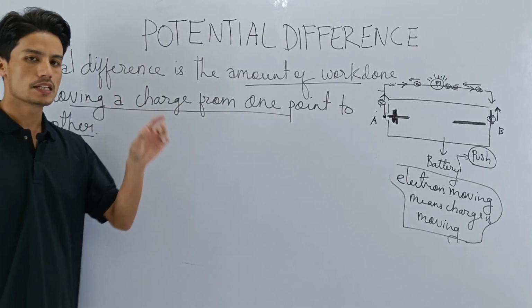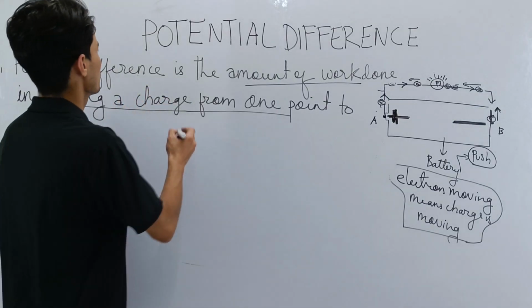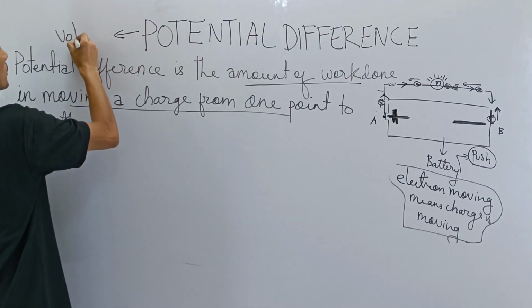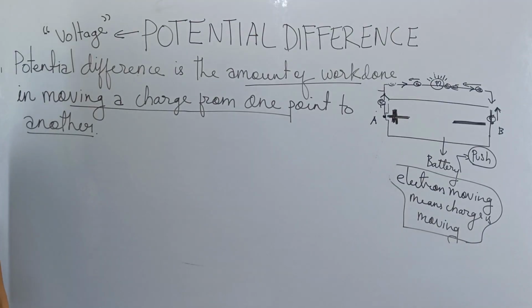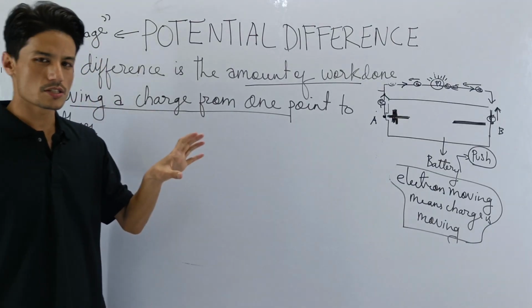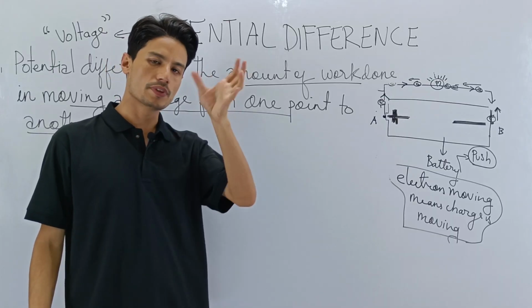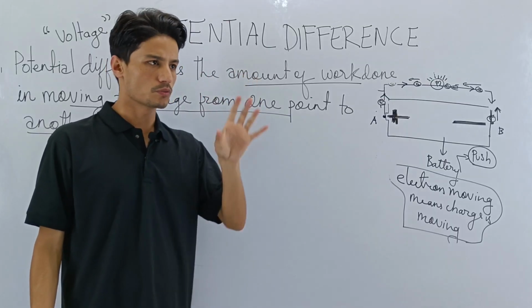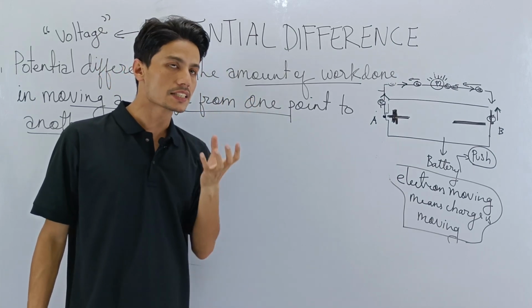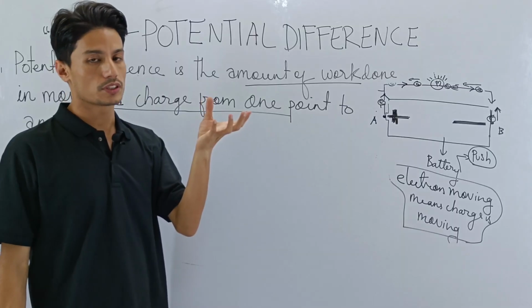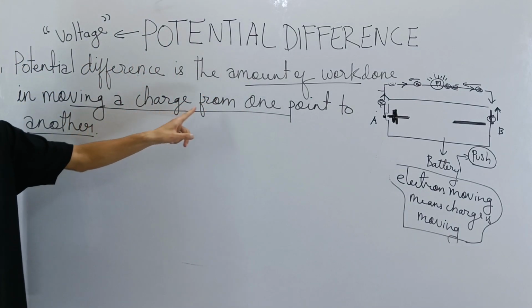Now let's try to understand word by word. Potential difference is also known as voltage. You must have heard the word voltage. Voltage is low, voltage is low. When the voltage is low, things don't work properly. The fan is moving, but the fan will not produce the wind because the voltage is low. In low voltage, the fan is rotating, but you will not feel the breeze, because voltage is low. So potential difference is the amount of work done in moving a charge from one point to another.